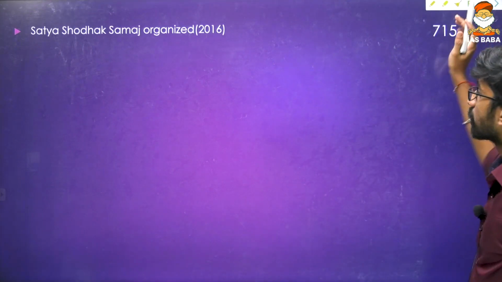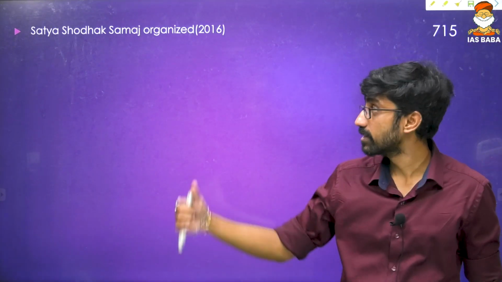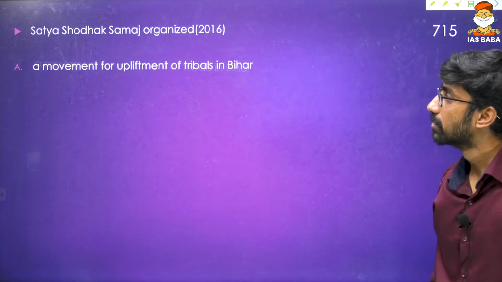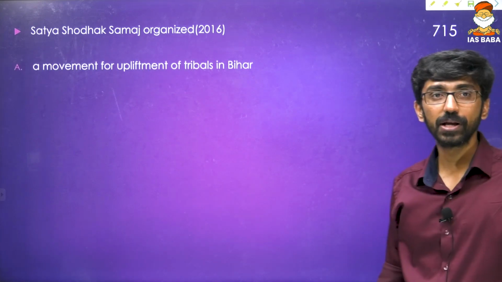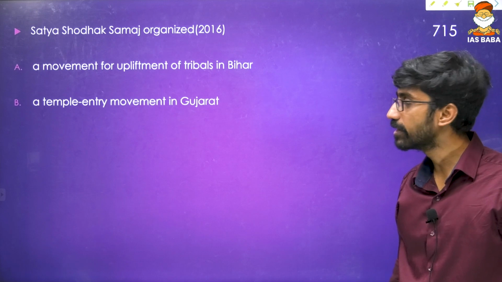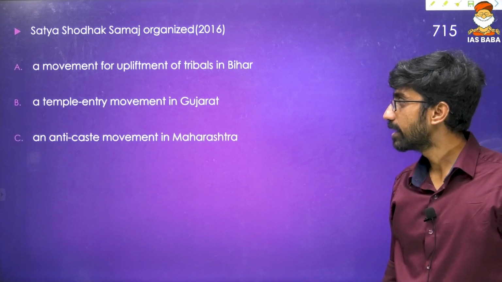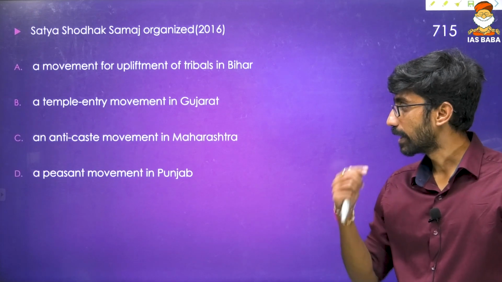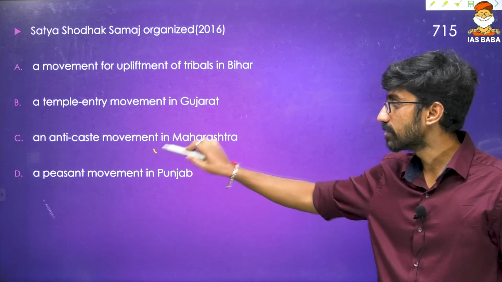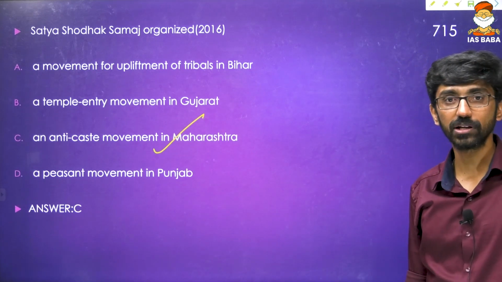And Satya Shodhak Samaj, which is not the Brahmo Samaj, one question we answered. In 2016, Satya Shodhak Samaj organized which movement: upliftment of tribals in Bihar, a temple entry movement in Gujarat, an anti-caste movement in Maharashtra, or a peasant movement in Punjab? We know the answer is the anti-caste movement in Maharashtra, Satya Shodhak Samaj.